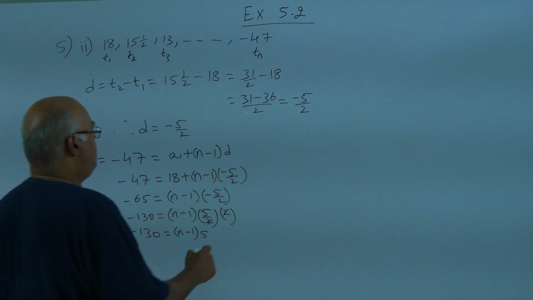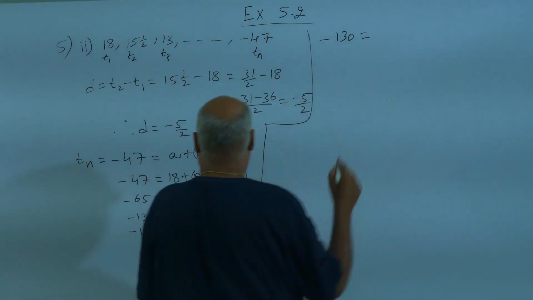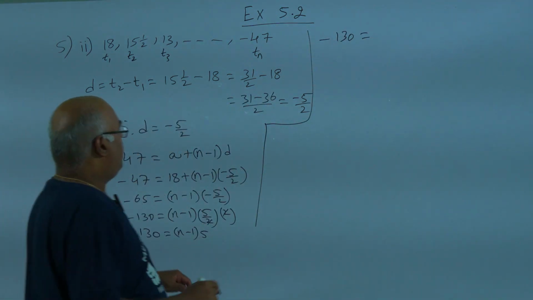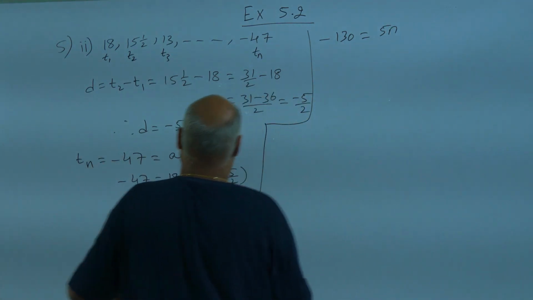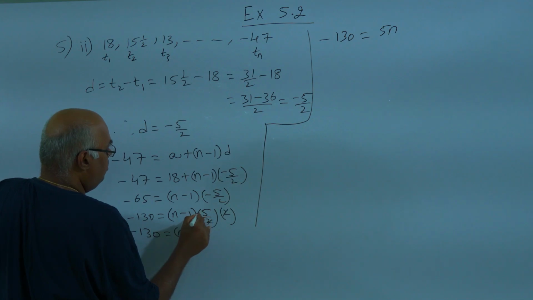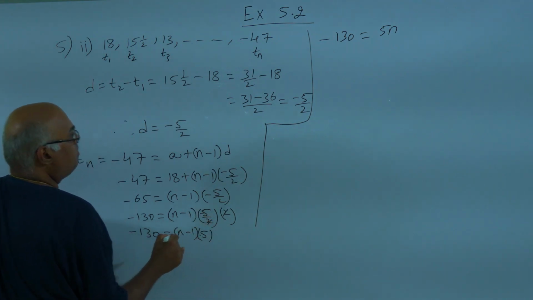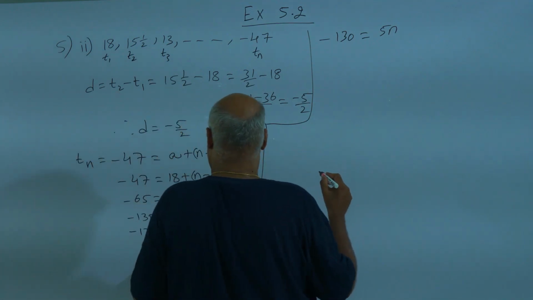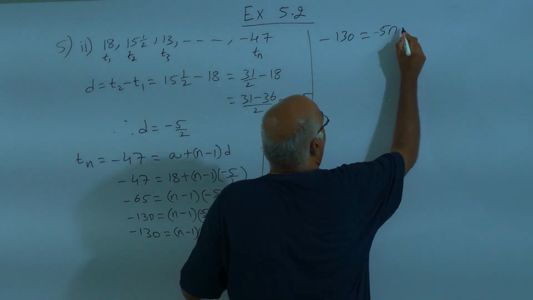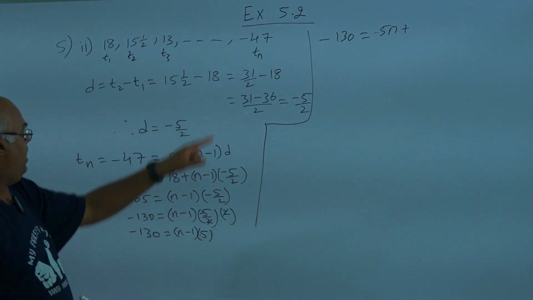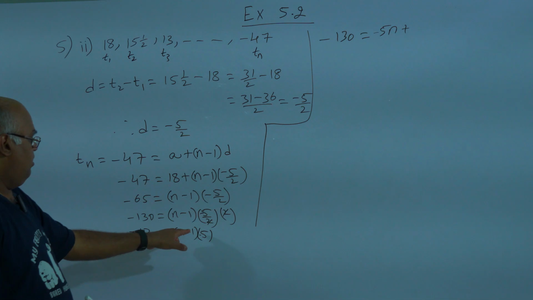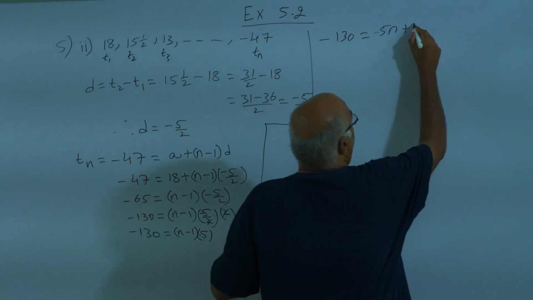So now I will expand this equation. Minus 130 is equal to, if I open the brackets, I will get minus 5n. Sorry, here minus is there, so you will get minus 5 here. If you multiply with minus 5, you will get minus 5n plus minus. So minus 5 into n is minus 5n. Minus into minus is plus 5. You will get plus 5.